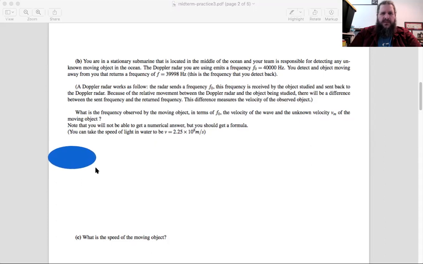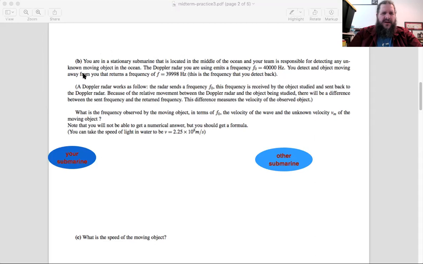Let's say submarine 1, let's say your submarine, and somebody else's submarine. And the idea is your submarine is emitting these radar waves, so a wave of light at a frequency of 40,000 hertz, 40 kilohertz. And you get back frequency 39,998 hertz.